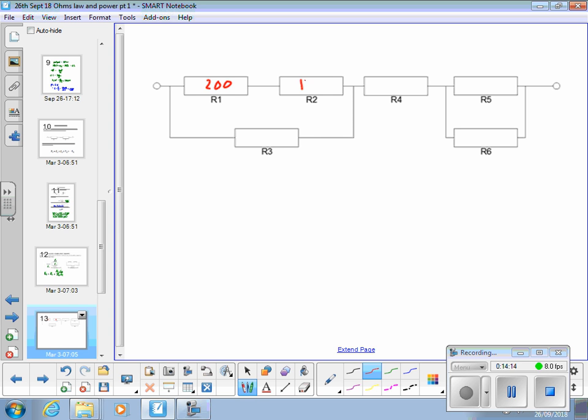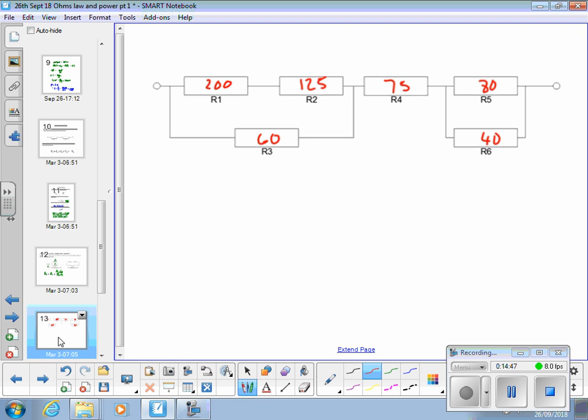200, 125, 60, 75, 80 and 40. It's a process of breaking it down until we end up with either, we've got formulas for series, we've got formulas for parallel. So we're breaking it down, simplifying it until we end up with either all series or all parallel, and then we can find the total.